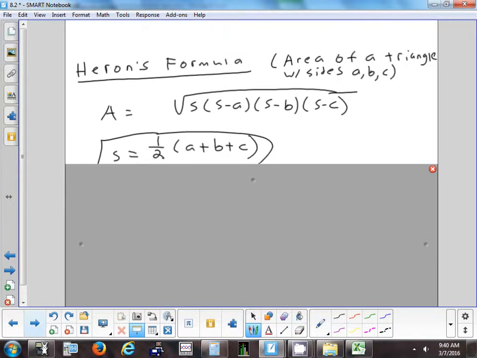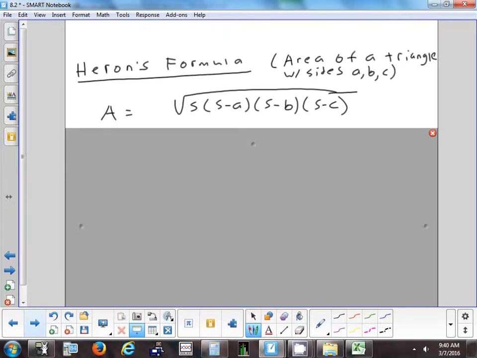The other kind of triangle we studied is side-side-side. And if you want to find the area of a side-side-side triangle, you can use Heron's formula. This formula comes from the law of cosines. The proof of this formula is pretty long, so we're not going to go through the proof. It is in your book.